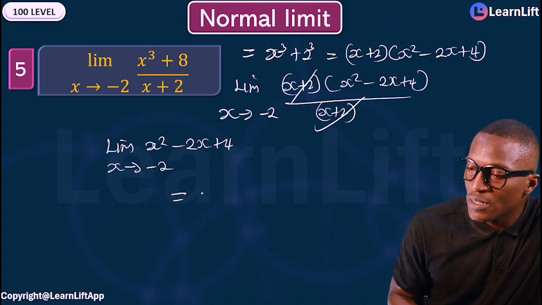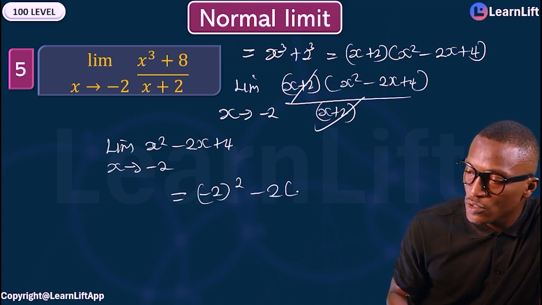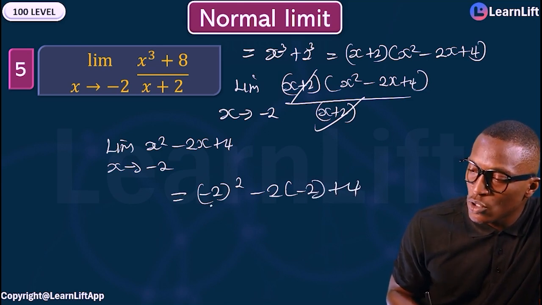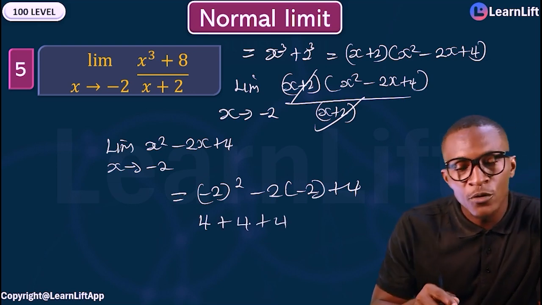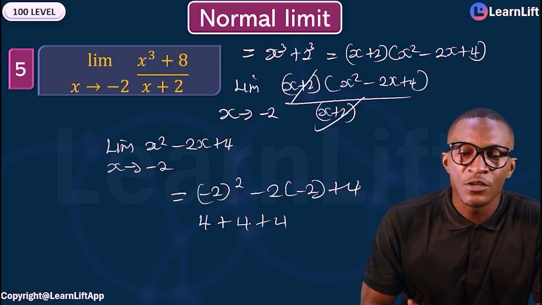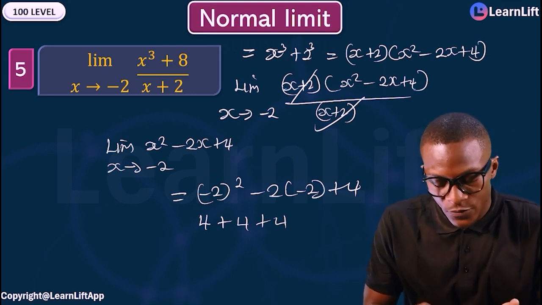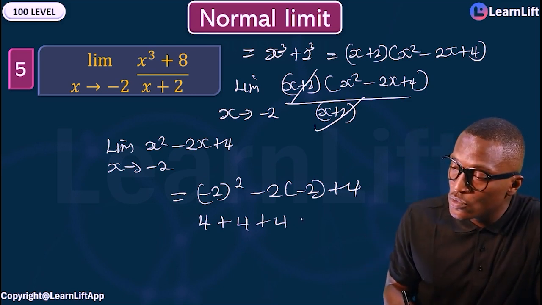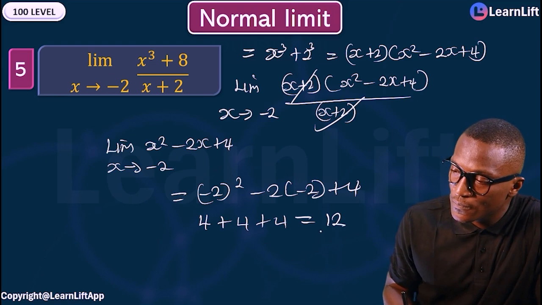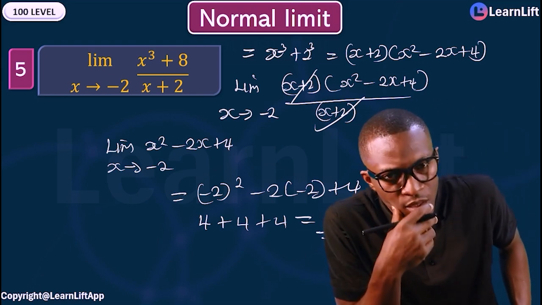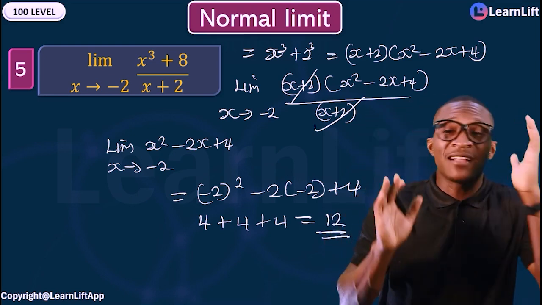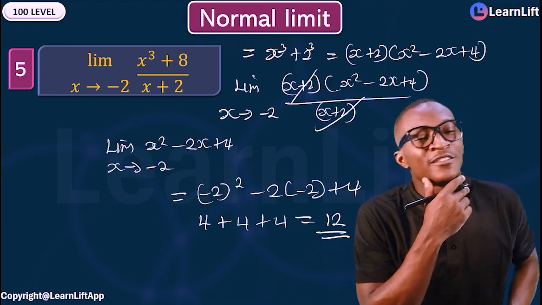And that will practically give me (-2) all squared minus 2 into -2 plus 4. That becomes (-2) all squared, which gives me 4. Minus times minus gives plus 4, plus 4. 4 plus 4 is 8. 8 plus 4 is equal to what? 12. Are you with me? I'll give you the shortcut. We'll move on to the limits.